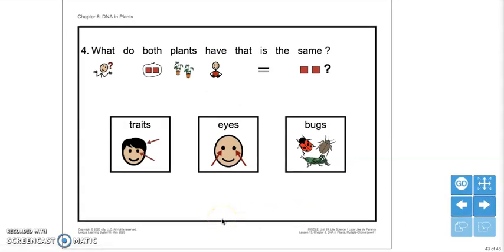Question 4. What do both plants have that is the same? Traits, eyes, or bugs? Traits. That's right. Both plants have the same traits. In the story, both plants had orange flowers.